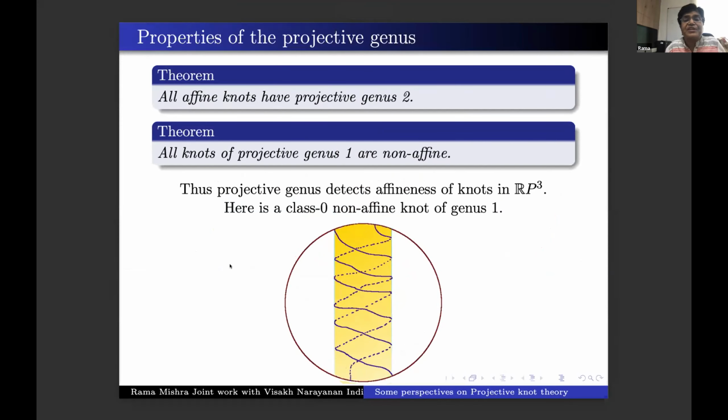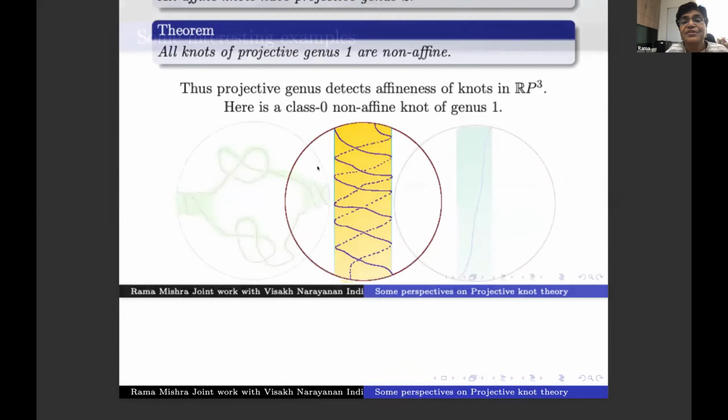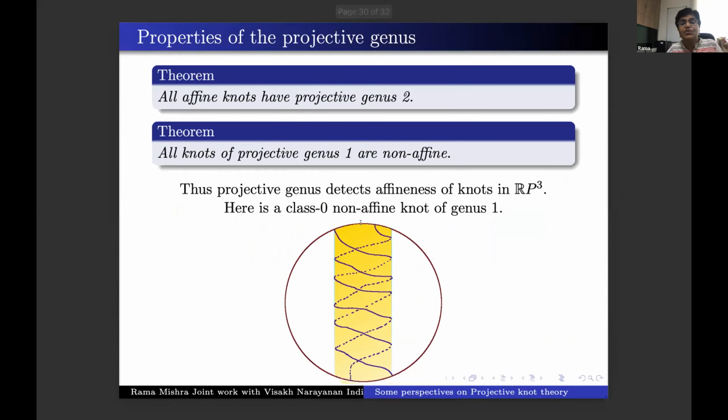So these are some pictures that I have drawn for showing the genus. A class 0 non-affine knot has genus 1, because you see here you can have an even number of crossings. So one could always choose a good surface, a cylinder like this, and when you take the inverse image, it would be a torus, and these things will get identified.